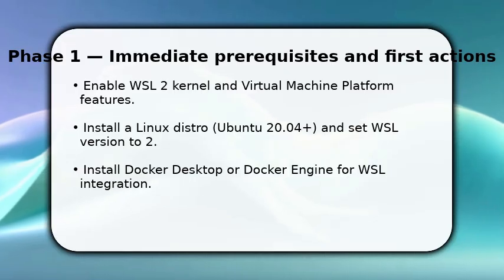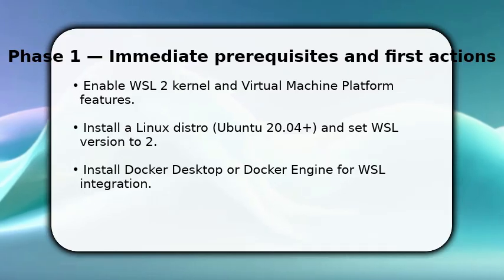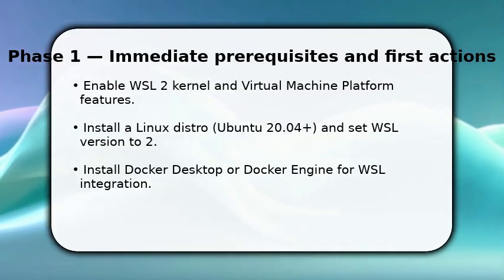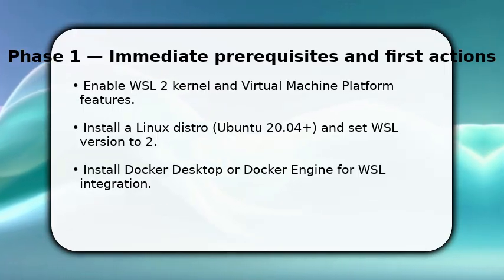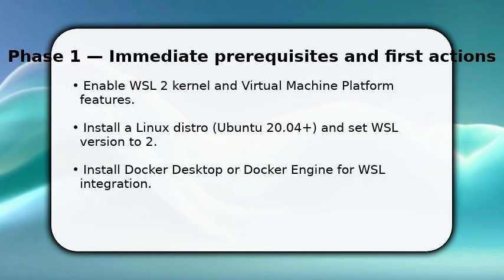You start by confirming prerequisites: WSL2 enabled, virtual machine platform on, and a Linux distro installed. Open PowerShell as admin and set the distro to version 2. This ensures compatibility with Docker.